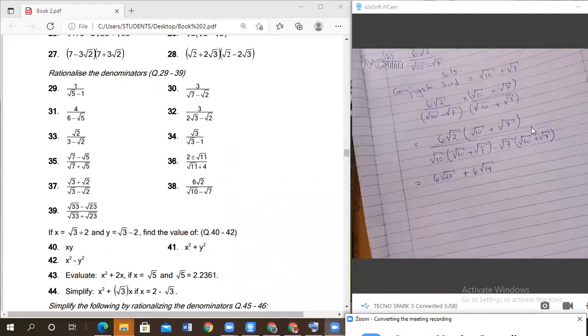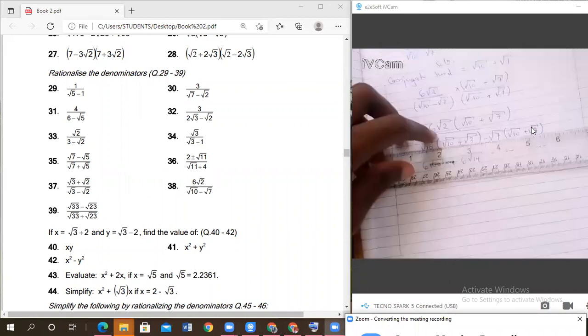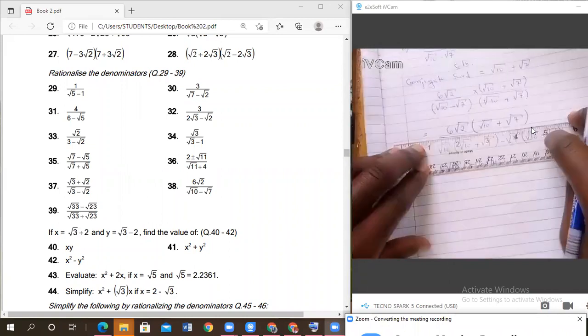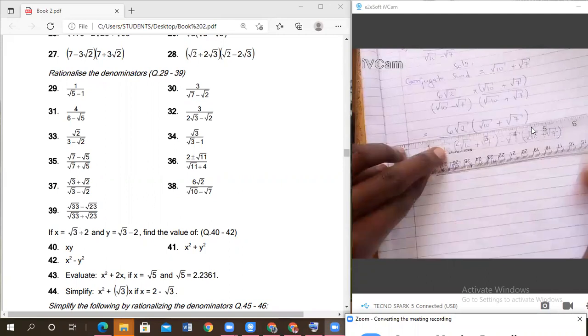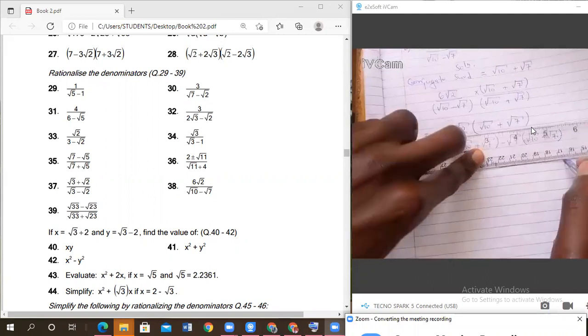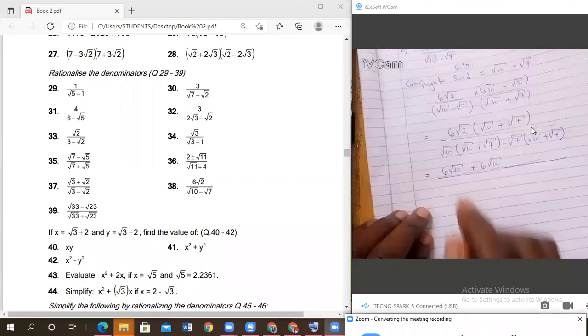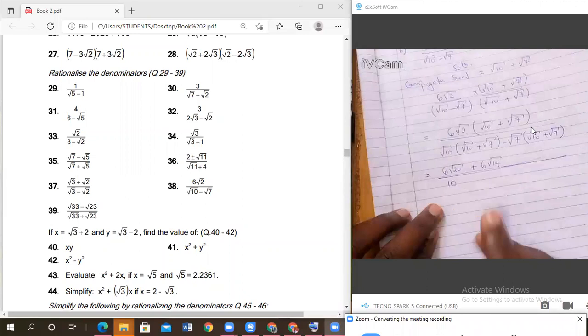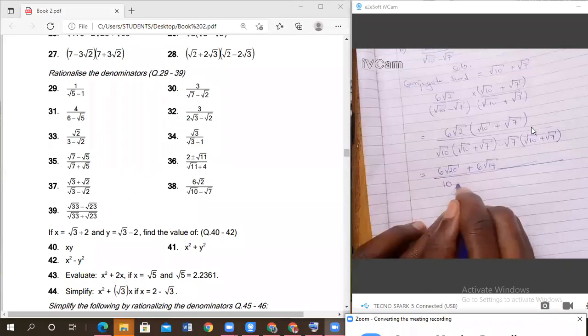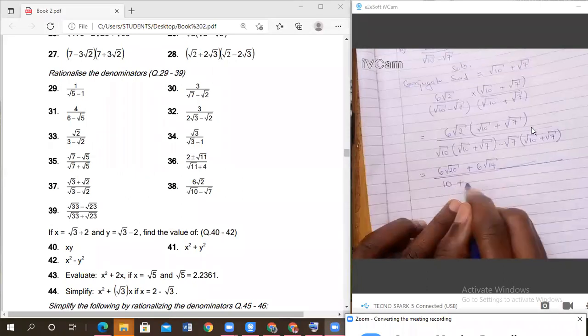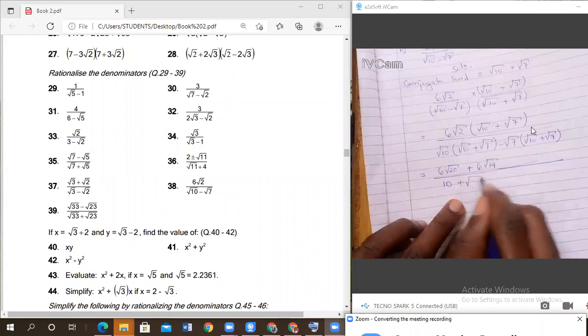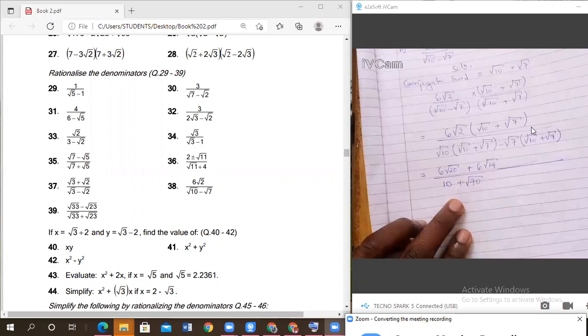We are through with that, the denominator, not so? Yes. We go to the denominator. What shall we have there? 10. We shall have 10. Very good. Plus 2√70. Where are you getting 2 from, Lenny? 2√70. Yes, good.